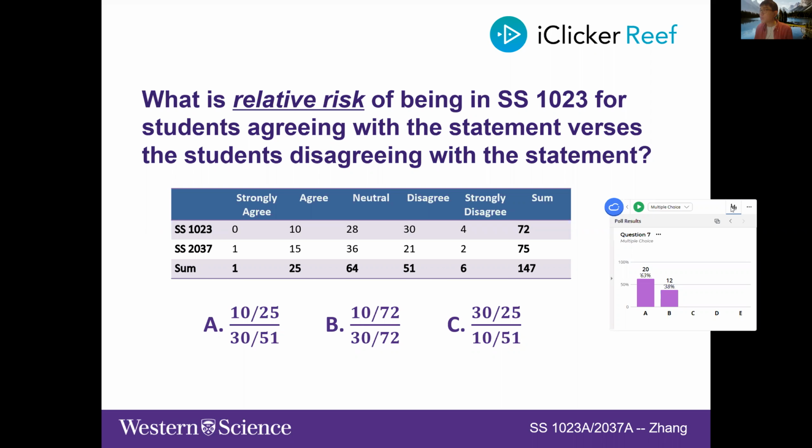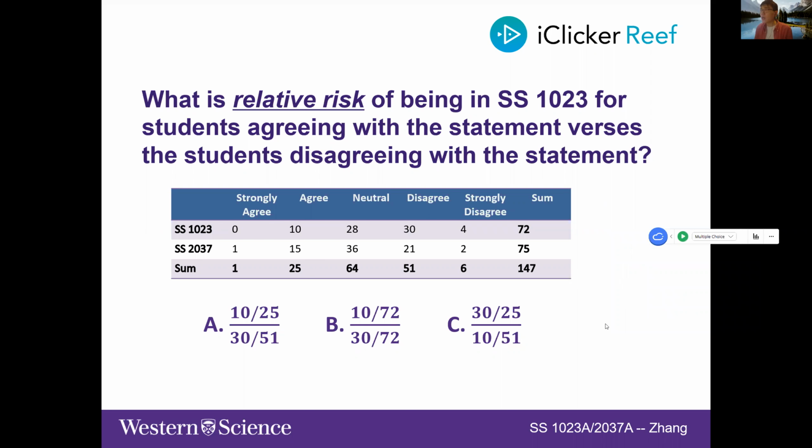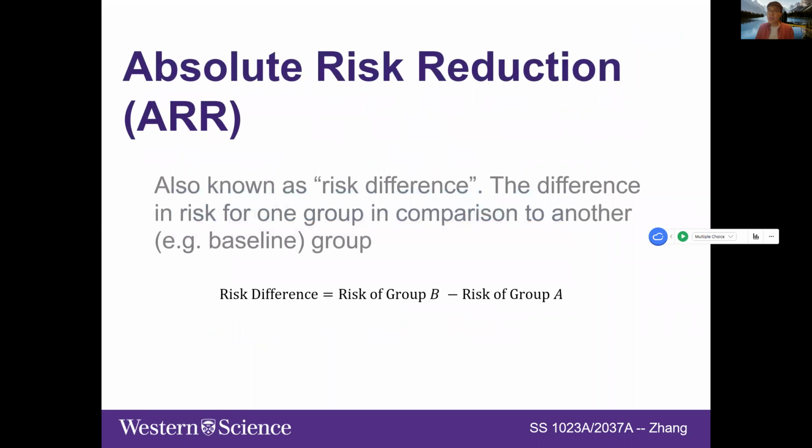Okay, so let's continue. Right now, what we're trying to do in the relative risk is compare two different risks, right? Here we compare the student agreeing with the statement versus the student disagreeing with the statement. And when it comes to the comparison, taking the ratio is not the only way to do the comparison, right? Another way to do the comparison is just to take the difference.